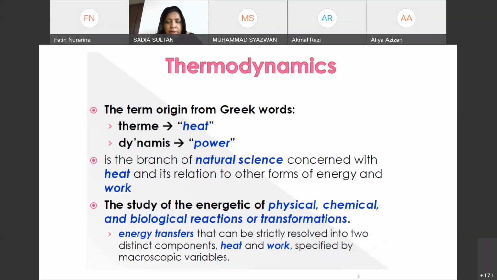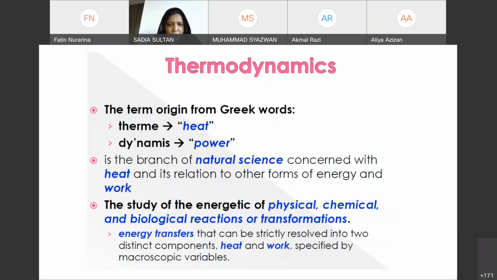The term originates from the Greek words therm and dynamics. Therm means heat, and dynamics means power. So this is a branch of natural science concerned with heat and its relation to other forms of energy and work. It is concerned with heat because when we take drugs, heat is released, and it helps in the absorption of our drugs. I have a small article, and maybe I will post it with my lecture slides by the end of next lecture, Inshallah.